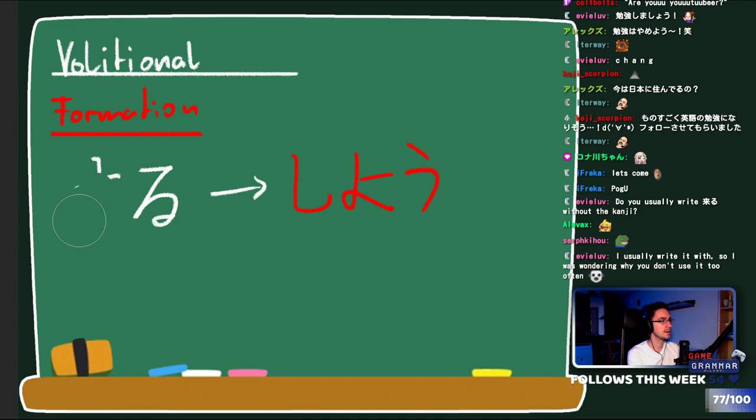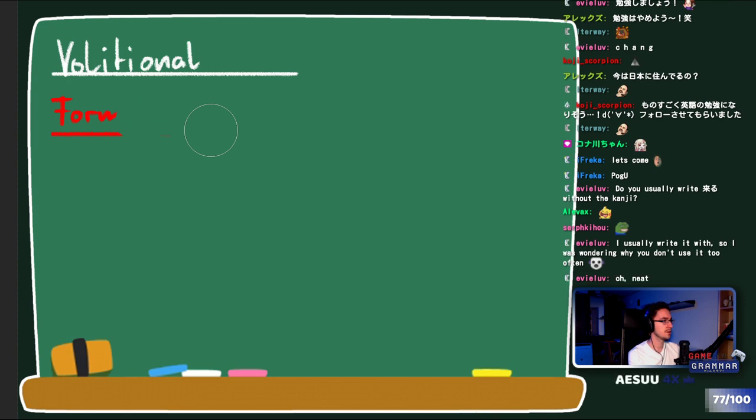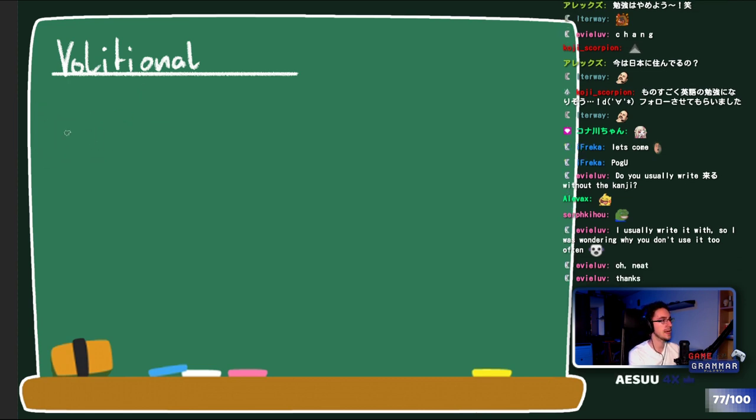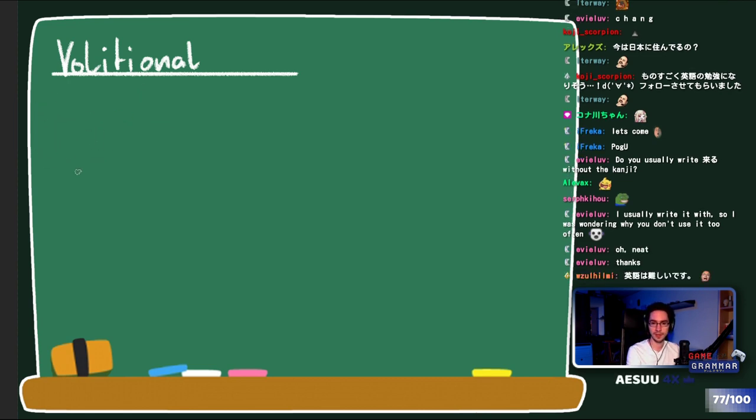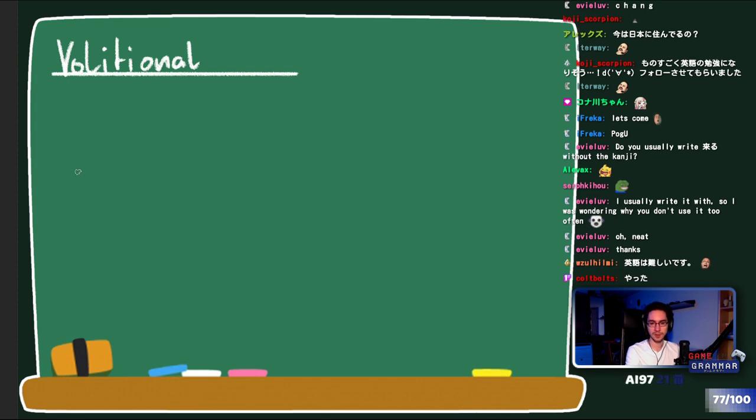All right, hey, you know what we've just done? We have just reached the point where we know all the formation. So let's look at some examples, and then I'll teach you a form that uses the volitional to express something else. So we're gonna combine two things that we've learned already, and then learn something new from that. So, first, some example sentences with simple volitional forms.